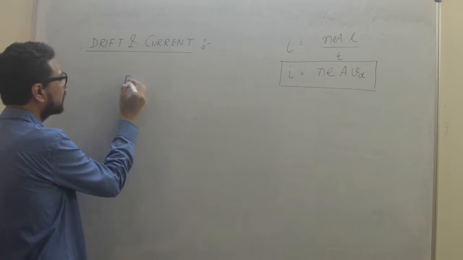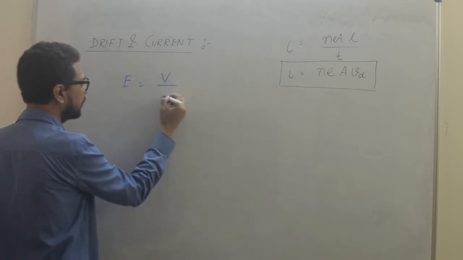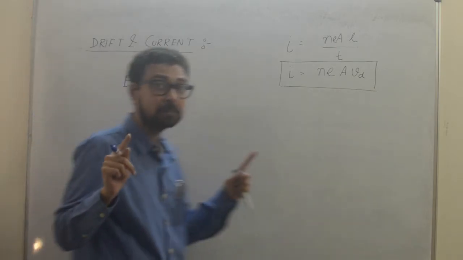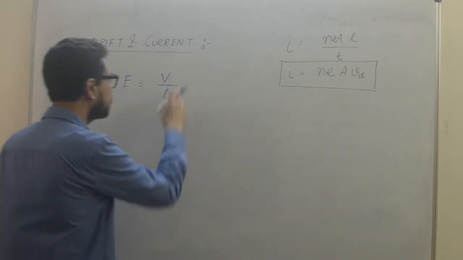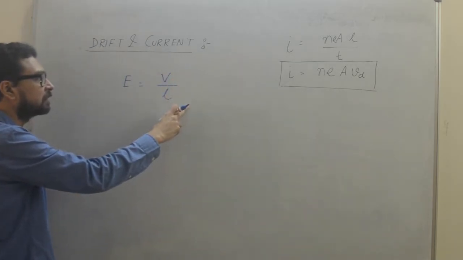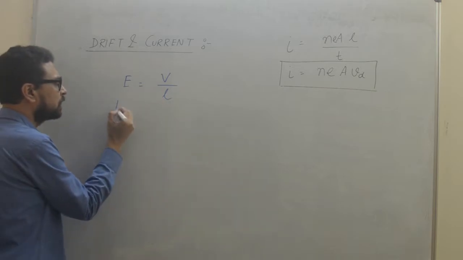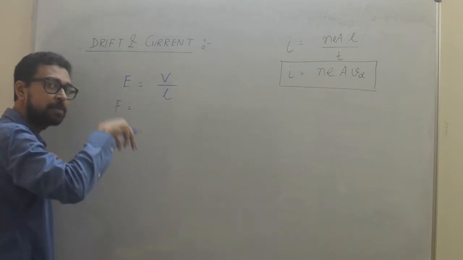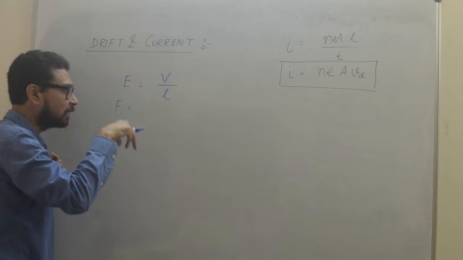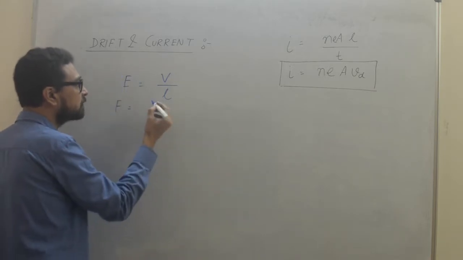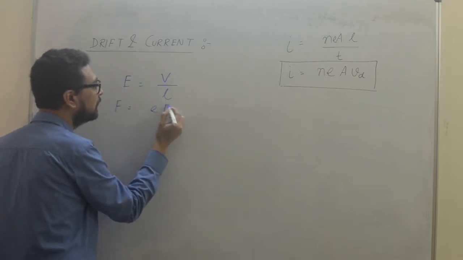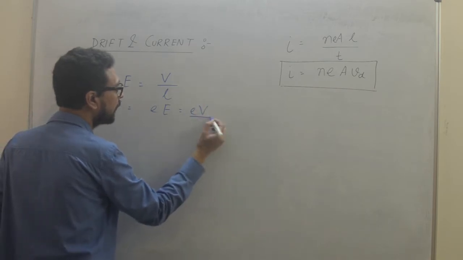Okay, so what is electric field? Electric field is potential gradient. Remember, the length of the conductor was L, so if potential V is applied, then electric field is V by L. Okay, so what is the amount of force that an electron will experience because of application of this electric field? The force experienced by the electron is qE or eE, and that is eV by L.